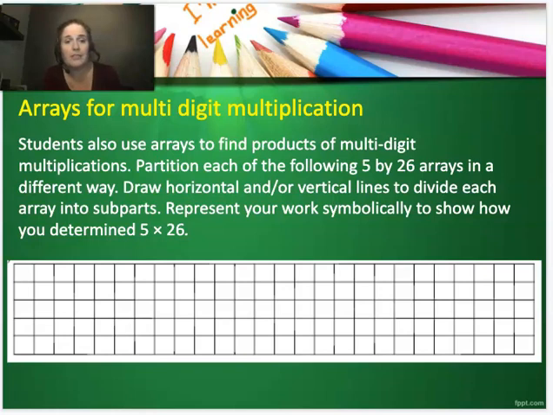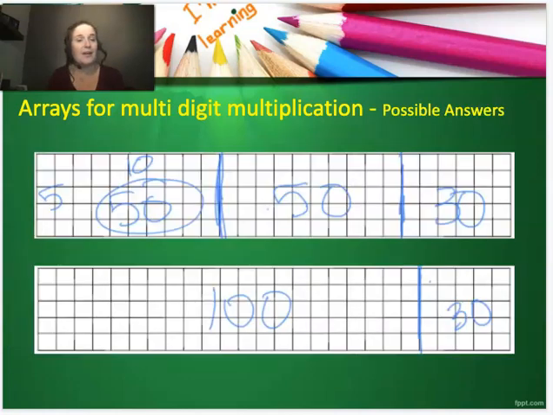We could do multi-digit multiplication with this as well by partitioning. So this is a picture of 5 by 26. Now, you'll want to draw horizontal or vertical lines to divide each array into subparts and see if you can represent your work symbolically and show how you figured out 5 times 26. So pause the video here, try this. These images are on your handout. This is how I did it.